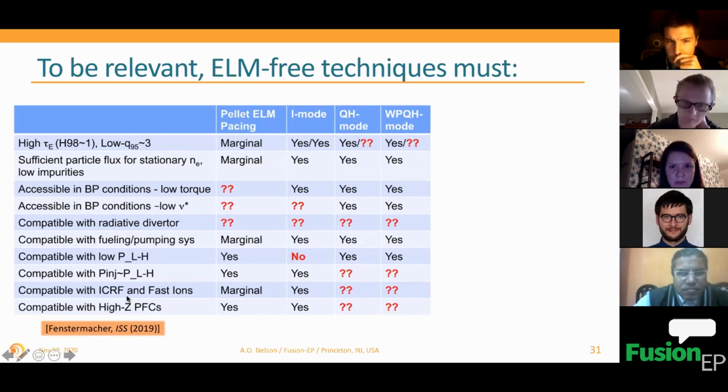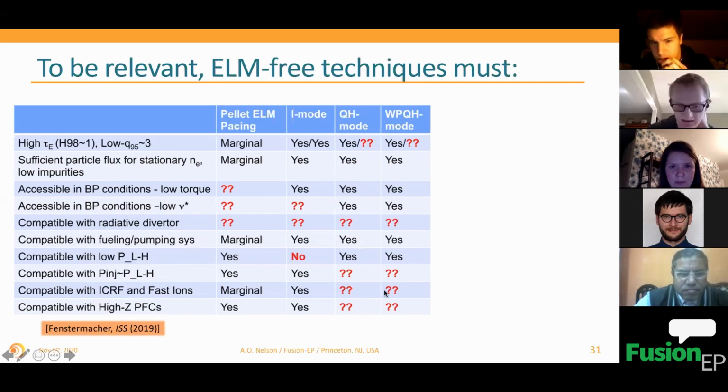But to reach actual application on our device, we have to meet a bunch of criteria. And so these criteria are things like being compatible with high confinement, being able to be accessed in low torque regimes or low collisionality regimes where we expect either to be, being compatible with radiated divertors or with fueling and pumping systems that will be used on future machines, and also being compatible with P_in close to the LH threshold, close to low LH threshold, and compatible with high-Z PFCs.